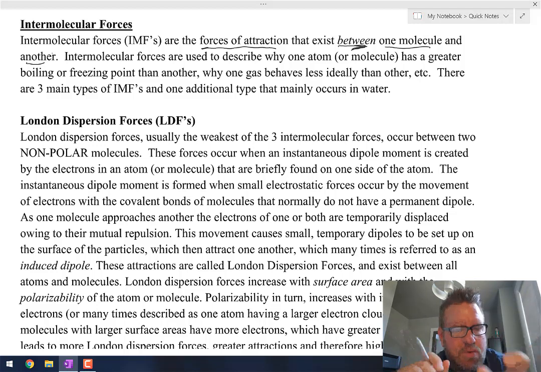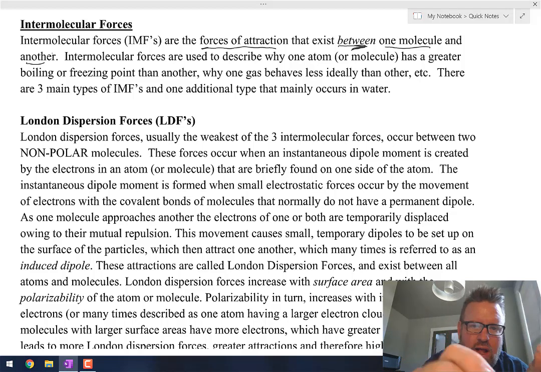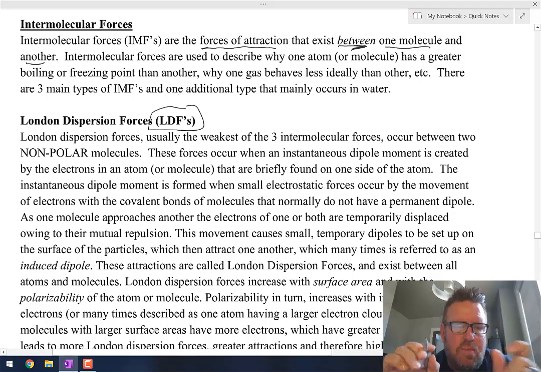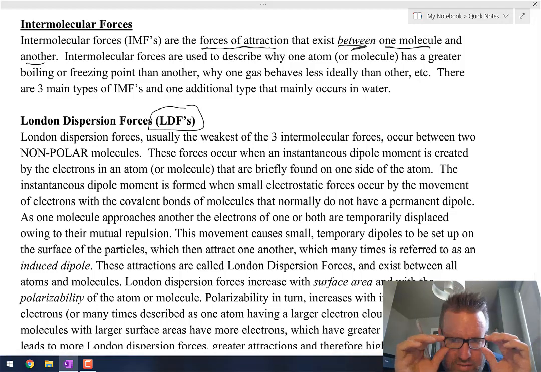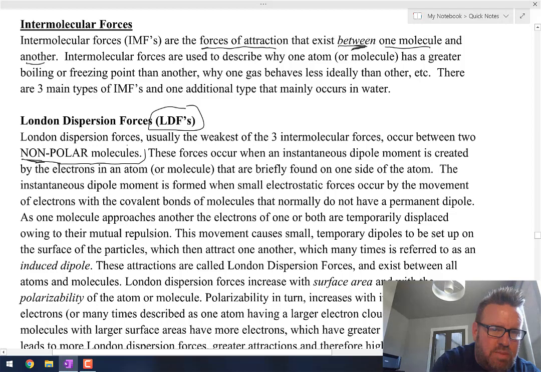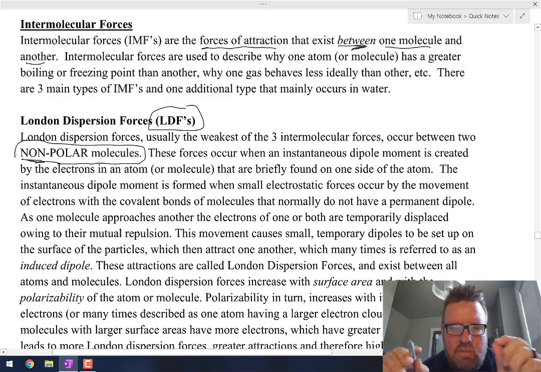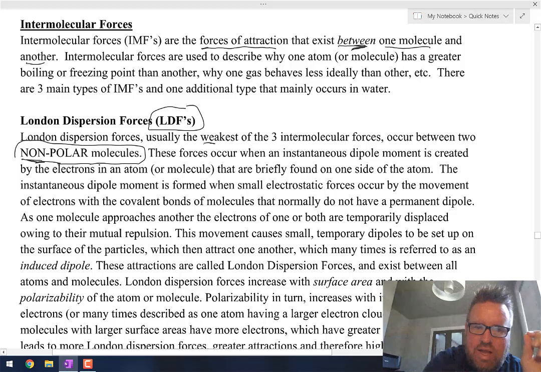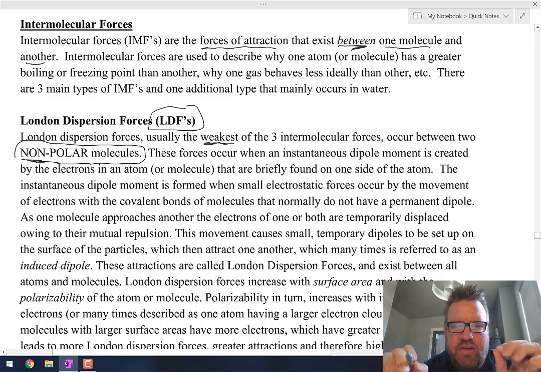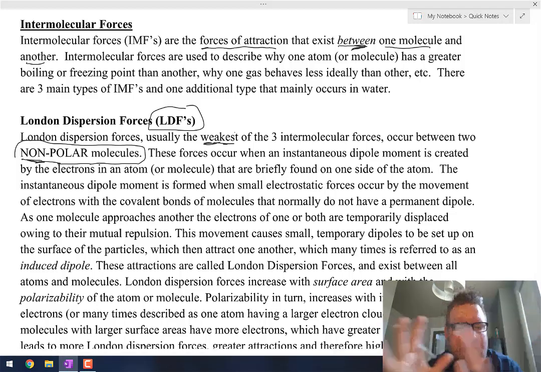Okay, a lot of times you can abbreviate that by just writing LDFs, like I did right here. But anytime you're going to do that, make sure you always write London dispersion forces once, and then in parentheses, write LDFs after that. So London dispersion forces are an attraction, again, between one molecule and another molecule that are non-polar molecules. They must be non-polar. Okay? Now, typically it is the weakest of the three intermolecular forces, but again, there's lots of other things that will go along with that as well. But in general, it is the weakest of the three intermolecular forces.